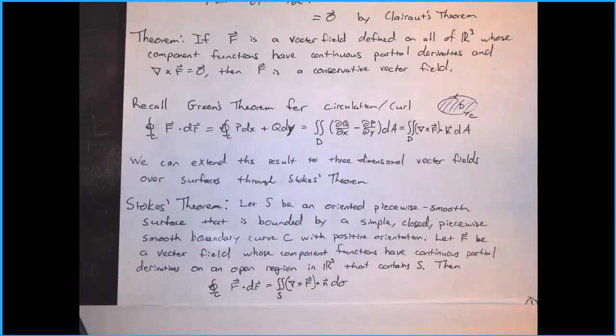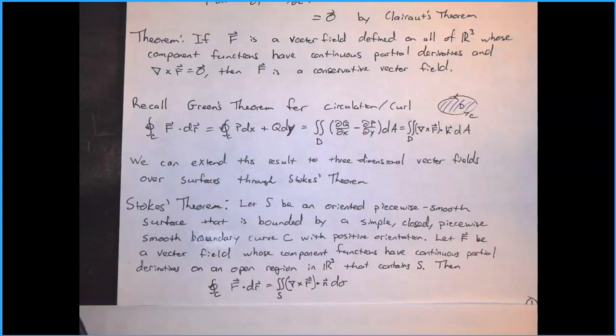Let S be an oriented piecewise smooth surface. As we go, I'm just going to remind you of what all of these things mean. Oriented means that S has two distinguishable sides, and we've picked the normal vector we're going to use. We have a choice of two. Oriented means we have that choice and we've picked one of them.